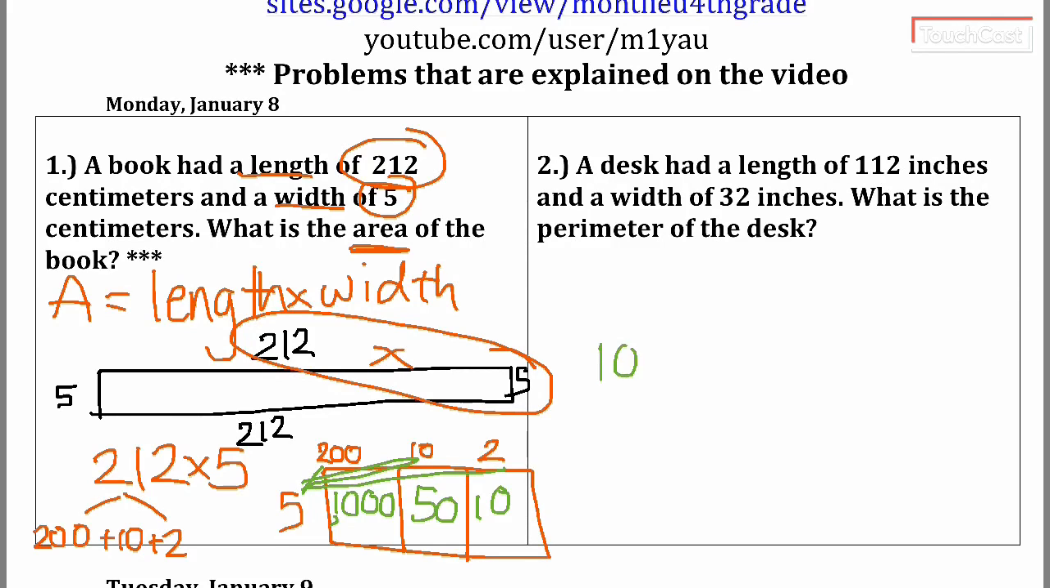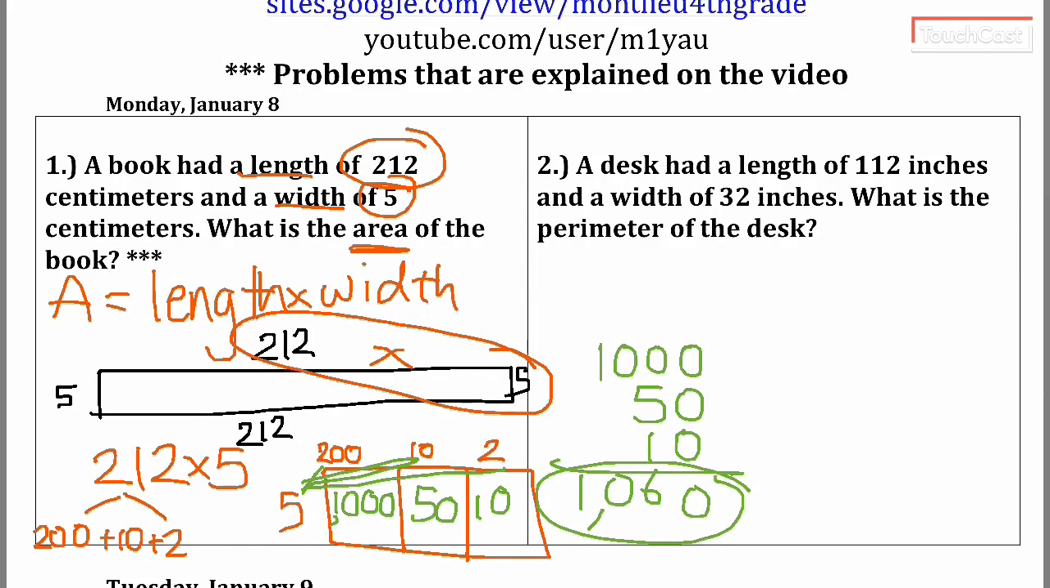So adding them up, I would get 1,060 as my area of the book. Number 2 is very, very similar. Just remember that we are solving for perimeter and not area. It's very much the same.